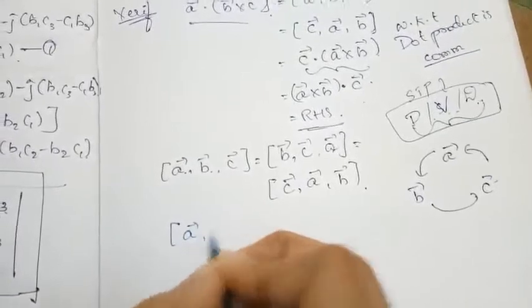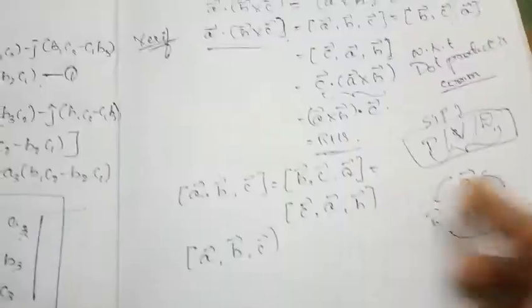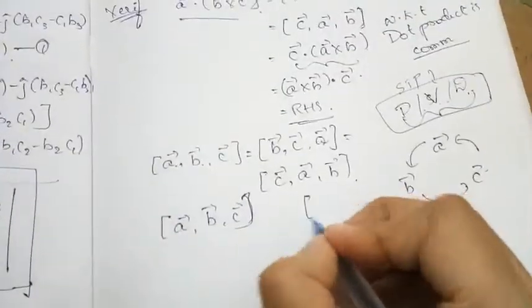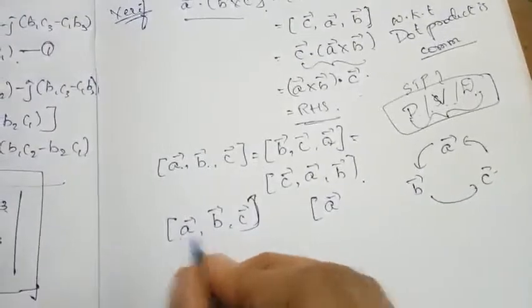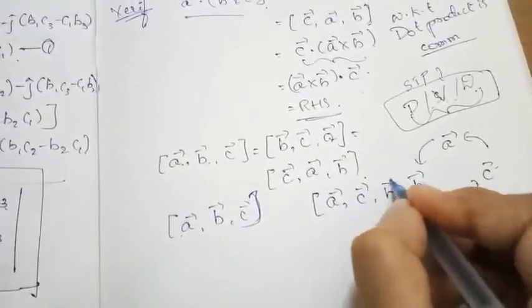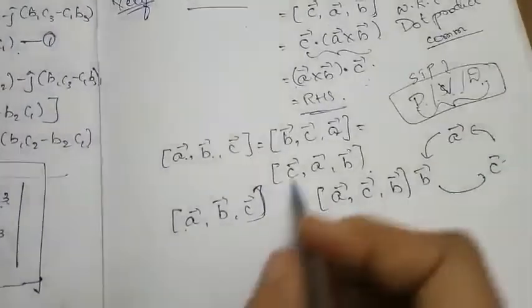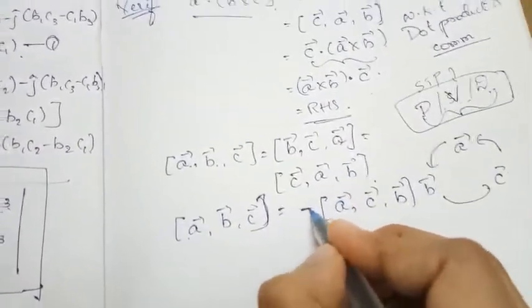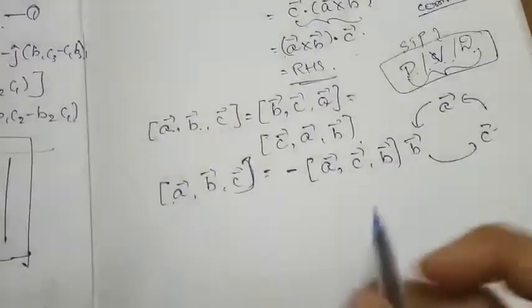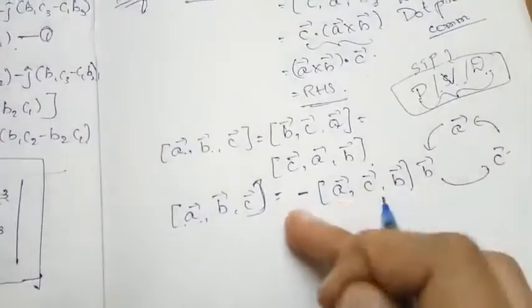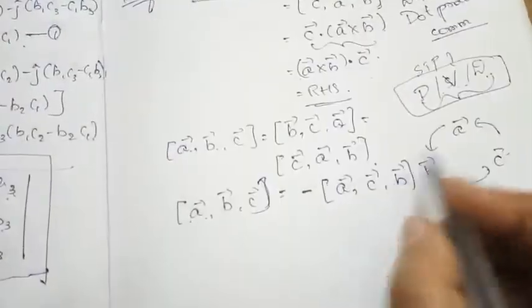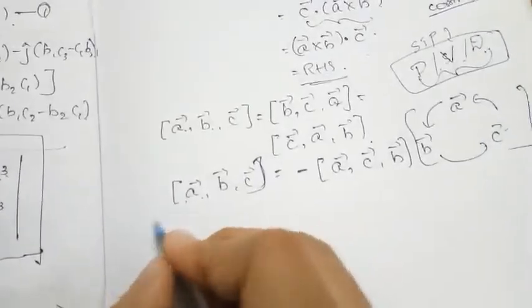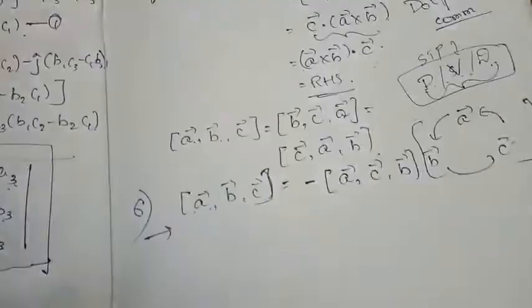Suppose I change it randomly without considering the cyclic permutation, that is, here I have vector A, vector B, vector C, and I randomly change it. First I took vector A, vector C, vector B. If I change it randomly, then the value of these two scalar triple products is going to change with a negative sign. So this value is negative times this value if I change it randomly without considering the cyclic permutation. So how can I verify this one? This is the sixth observed result.